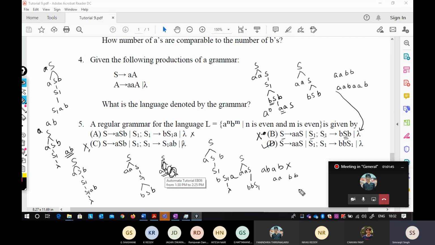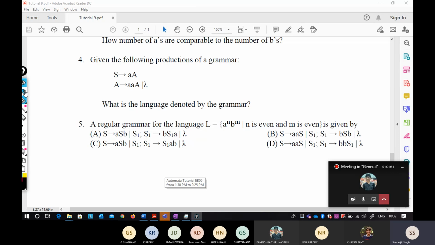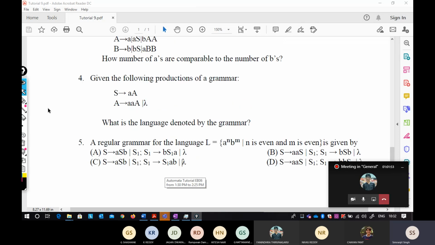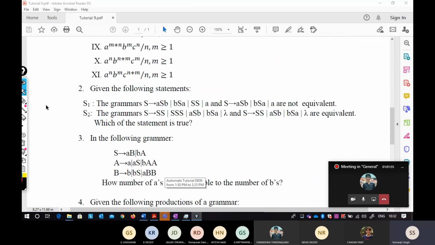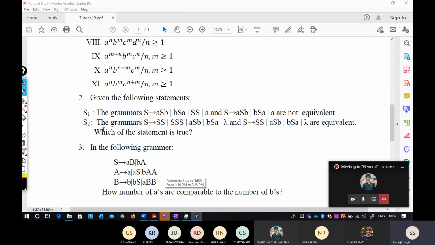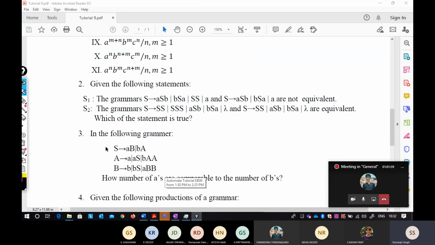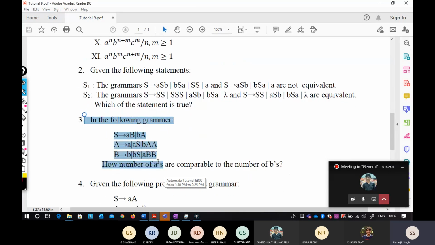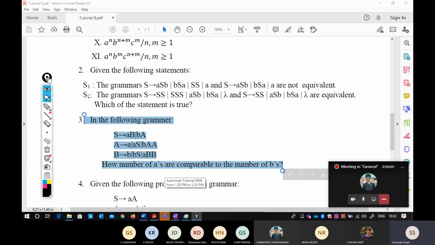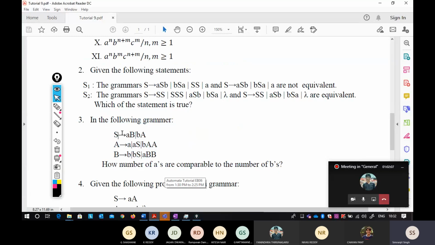So D is your option. Now in a similar way, the only question remaining from this tute is, don't worry about it, in the next tute also I will give you another tute. So you will always be one step ahead of other classes. This question is: in the following grammar, how is the number of A's comparable to the number of B's. Just try it yourself first, and I will give you the answer. Only one question is remaining, and that is not a difficult question.